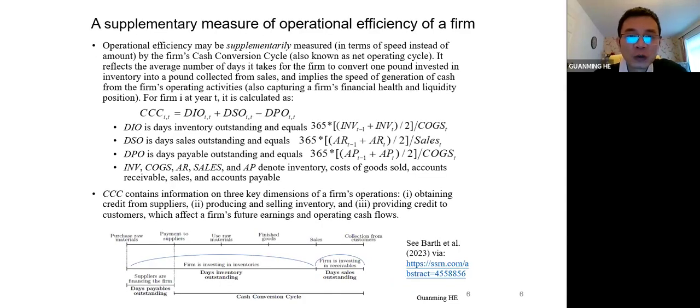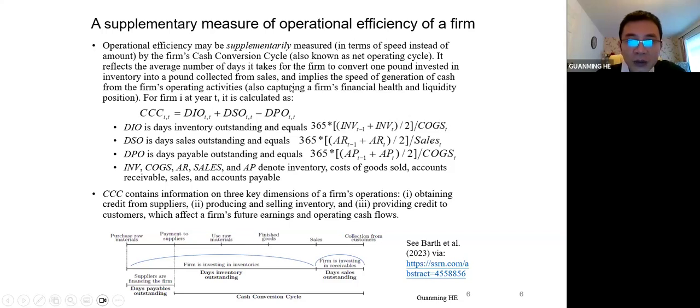The operational efficiency could also be supplementarily measured by the firm's cash conversion cycle, which is also known as the net operating cycle. It is equal to the company's whole operating cycle minus the days payable. And the operating cycle is equal to the days inventories outstanding plus the days sales outstanding.